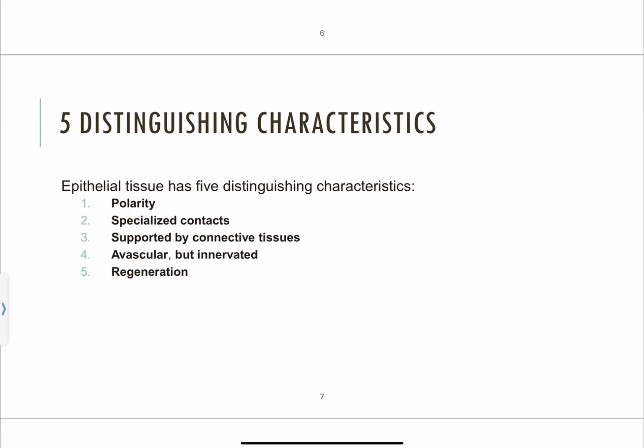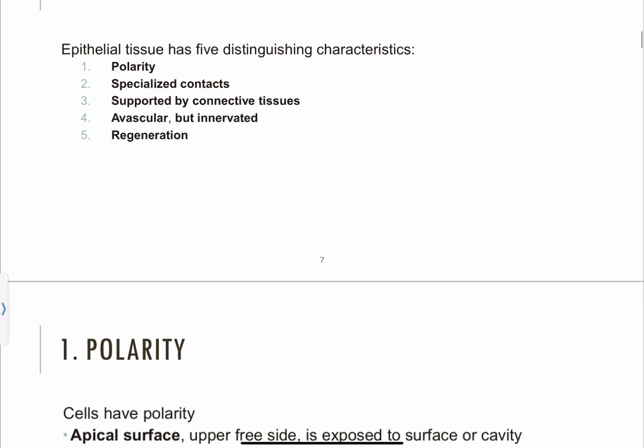So when we're talking about epithelial tissue, they have 5 distinguishing characteristics. They have something called polarity, which we'll talk about, specialized contacts between epithelial cells. They're always going to be supported by connective tissue. So directly below the epithelial tissue layer is always going to be connective tissue before we have any other tissue type. They're avascular, so they don't have any blood supply at all, but they are innervated, meaning that they do have nerves. And they're able to regenerate themselves.